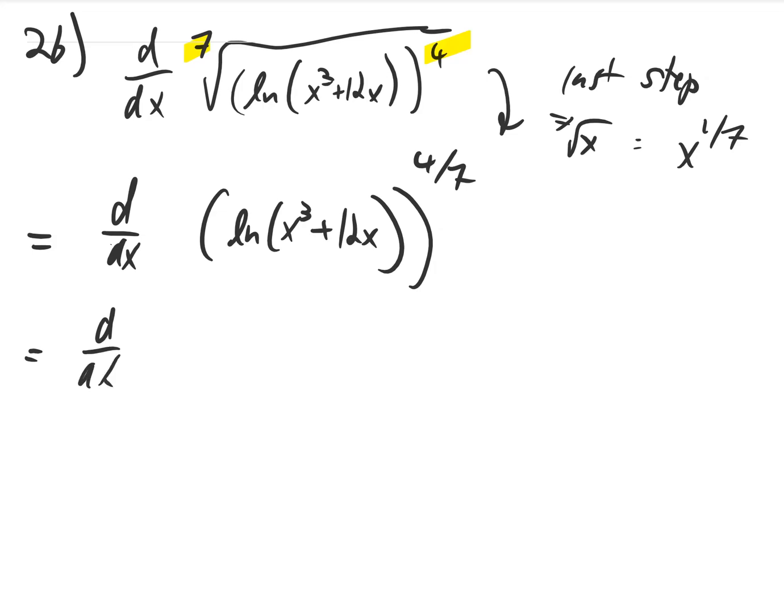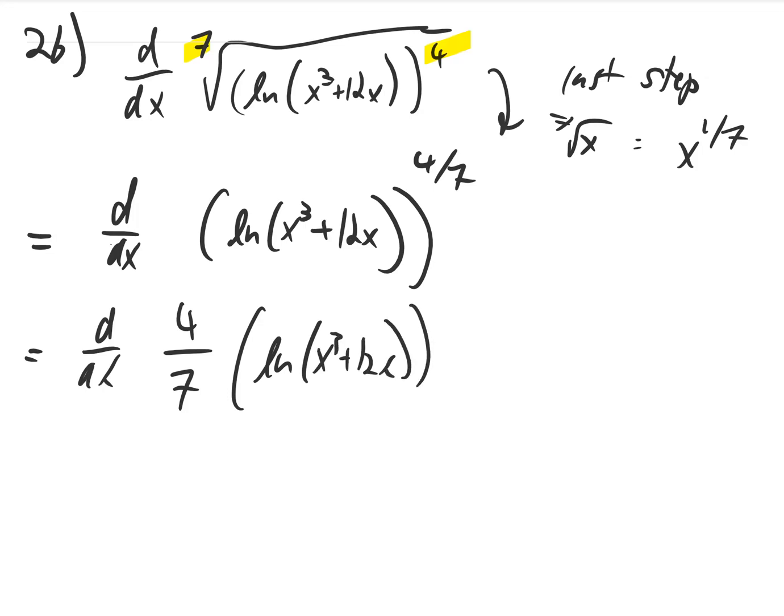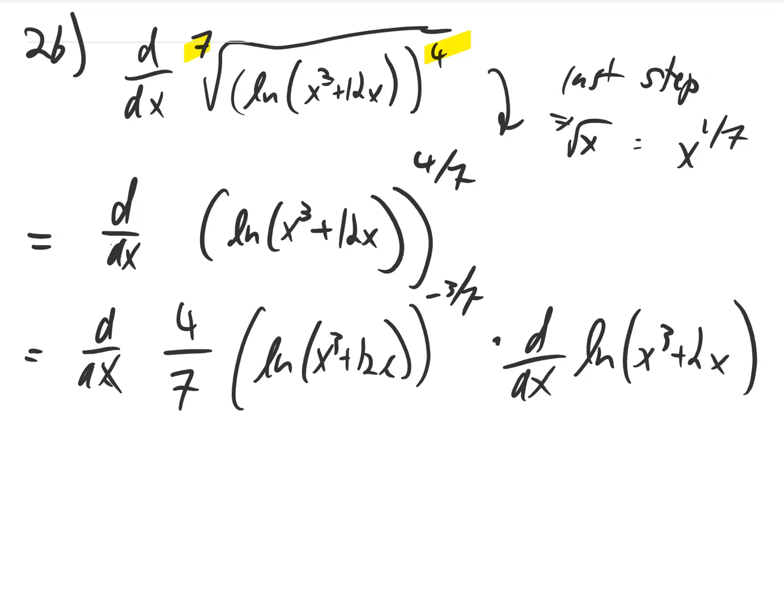So the first step in our chain rule problem is the power rule. To the, let's see, what's 4/7 minus 1, that'll be negative 3/7. All right, and then chain rule, we have to do times the derivative of the inside function. Okay, this feels like progress because now we're taking the derivative of a less complicated function.